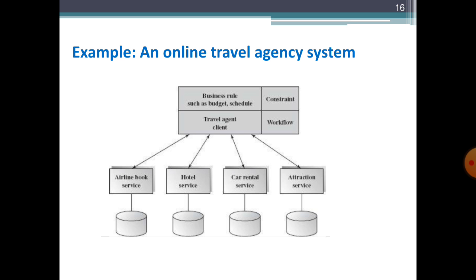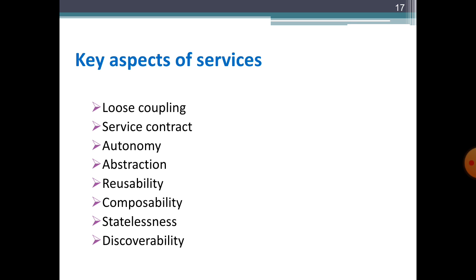So from this diagram you can get a better idea about how the service oriented architecture actually looks like, and how independent services are actually being provided to our client. So now let's discuss the key aspects of services which are actually being discussed in this service oriented architecture. So what can be key aspects about these services? Let's discuss all of these 8 to 10 aspects of services one by one. I will provide you details about all of these aspects of services.